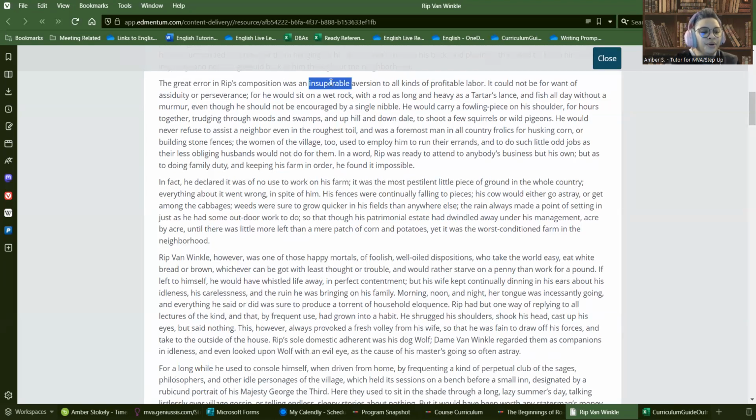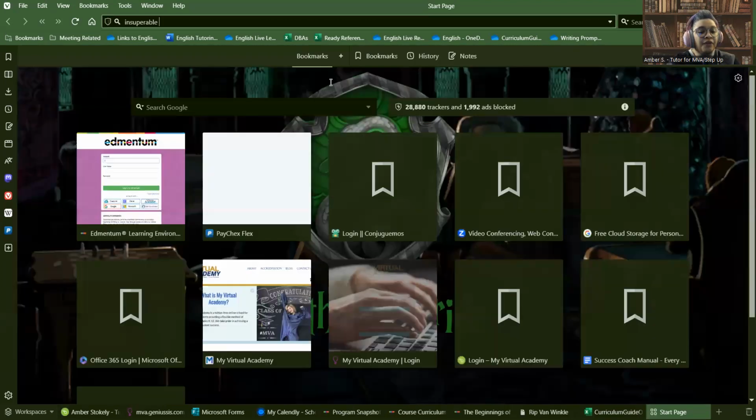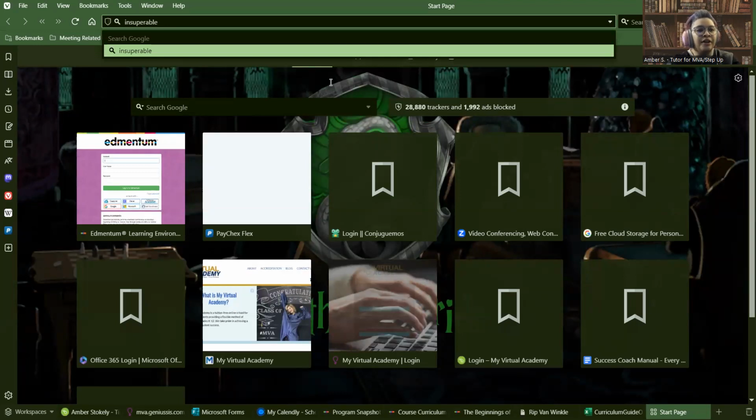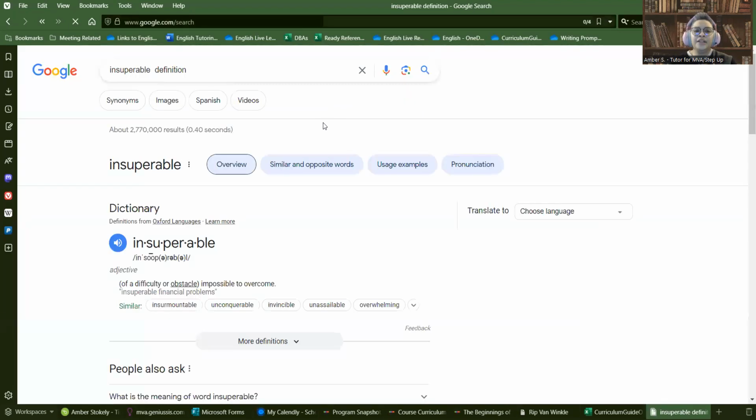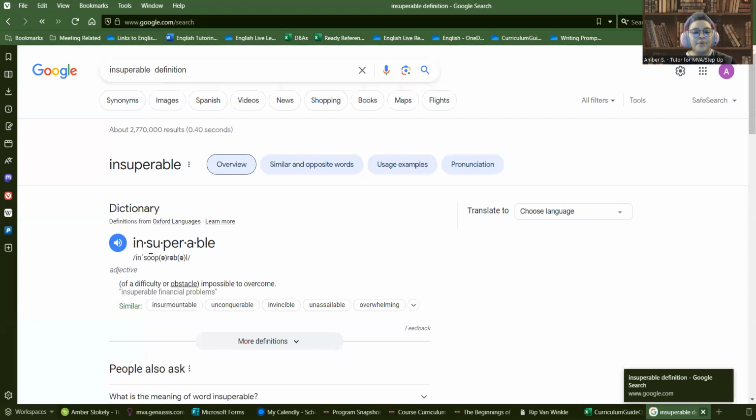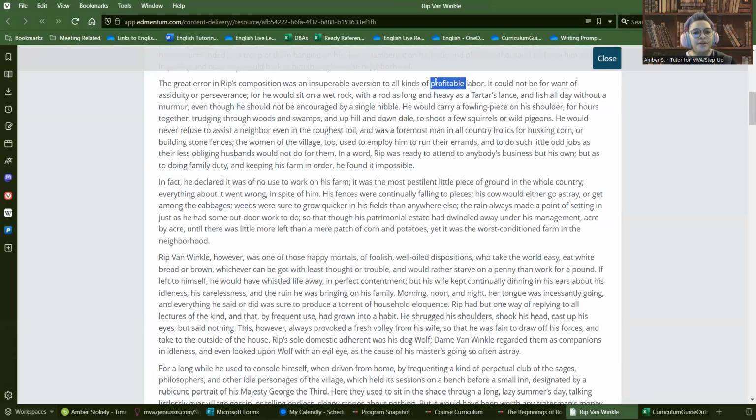So insuperable, we can kind of guess. So aversion means to avoid. Aversion is like just the elevated word for avoid. So insuperable is going to be a word that's related to emphasizing that. So insuperable here says impossible to overcome. So he can't get rid of that aversion. He can't stop avoiding work. Profitable means you can make money off of it, right? So if he has an insuperable aversion, that means there's no way that he can get rid of avoiding profitable labor.